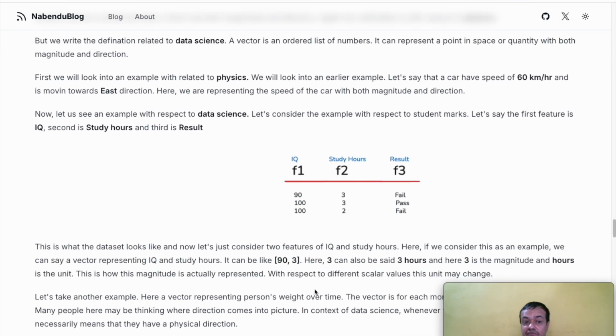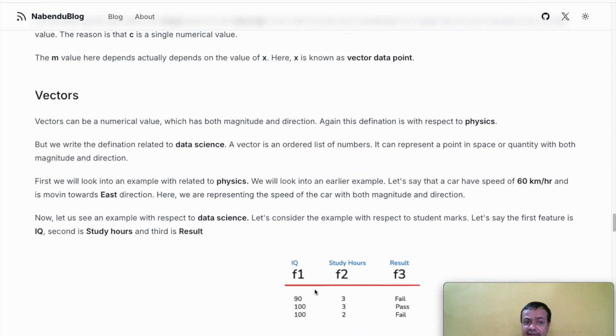So what are vectors? Vectors are numerical values which have both magnitude and direction.